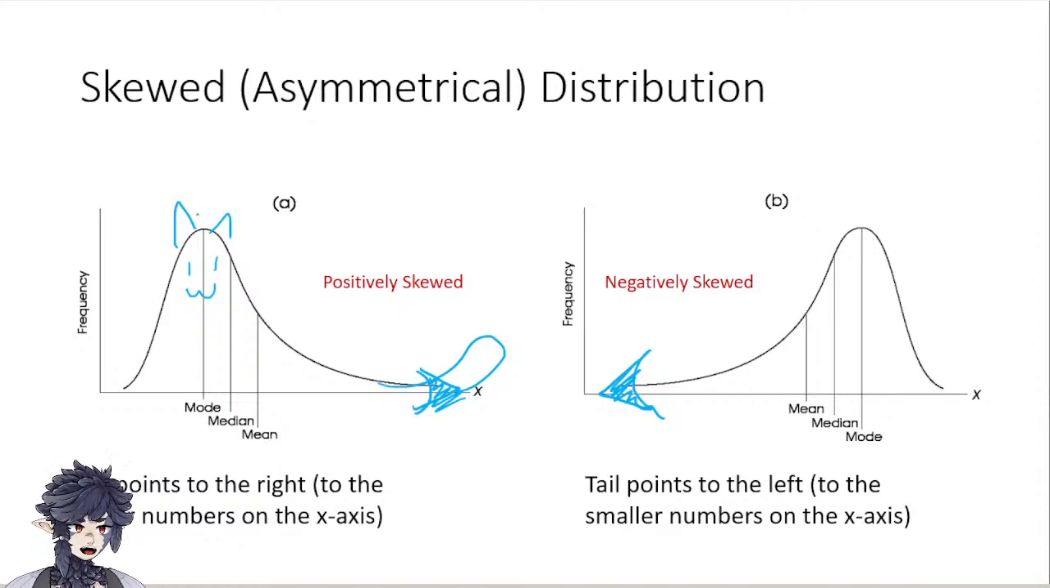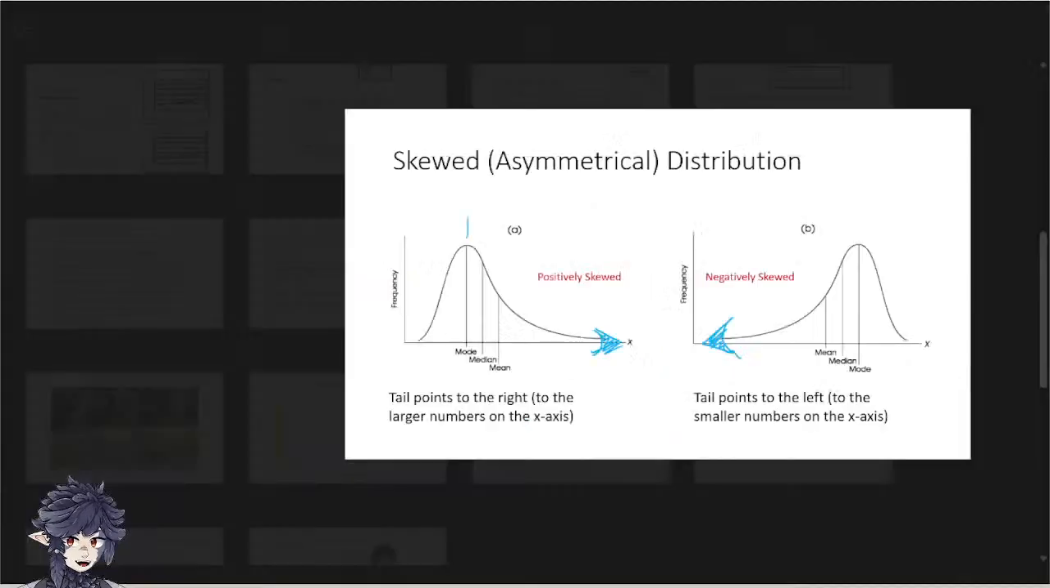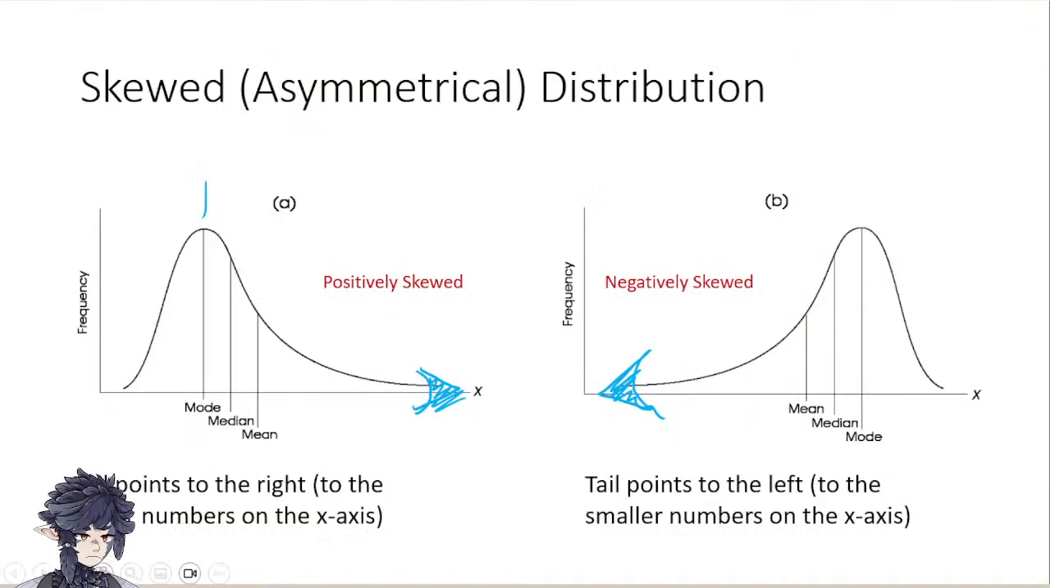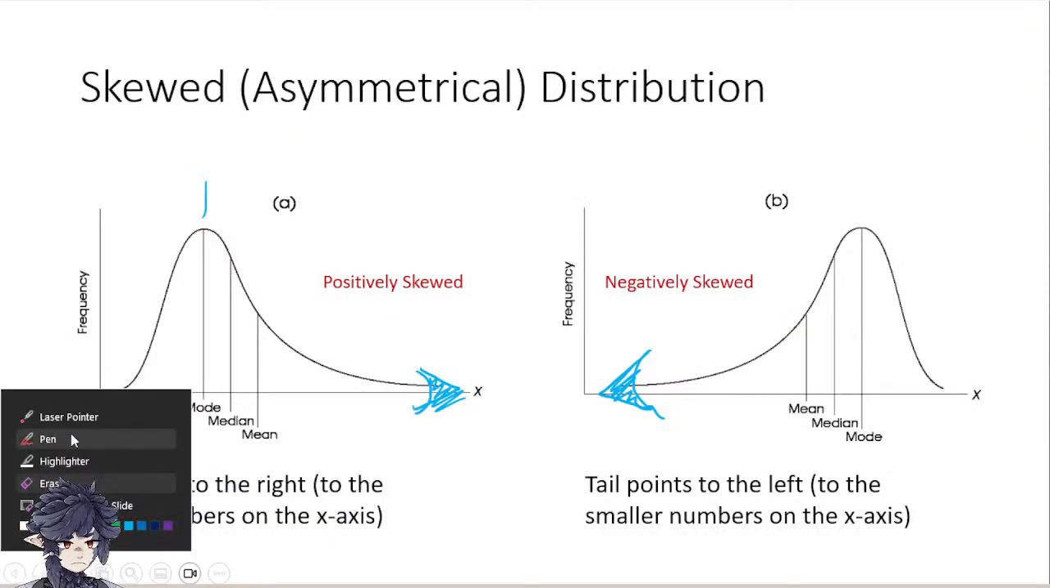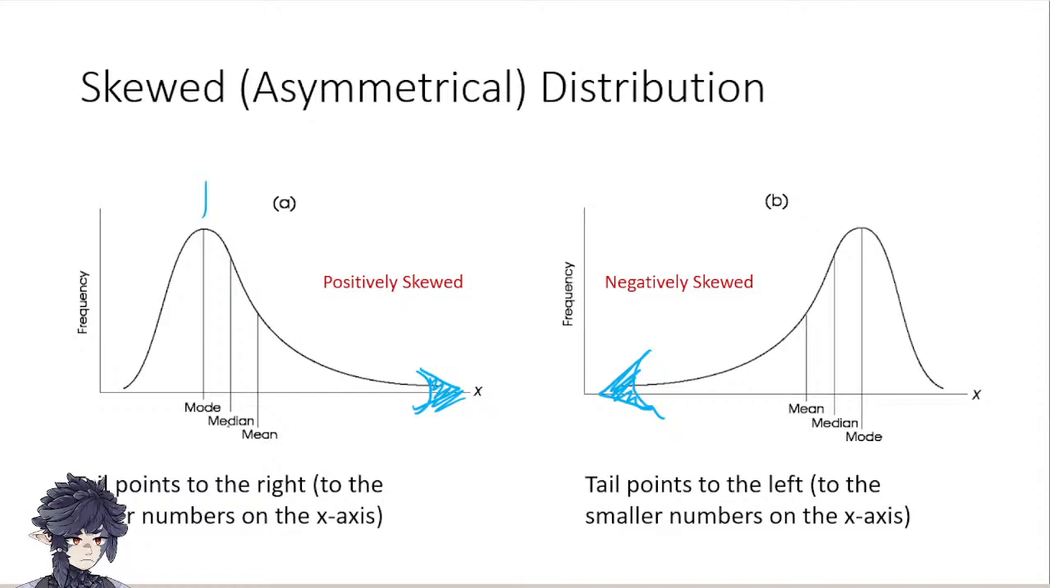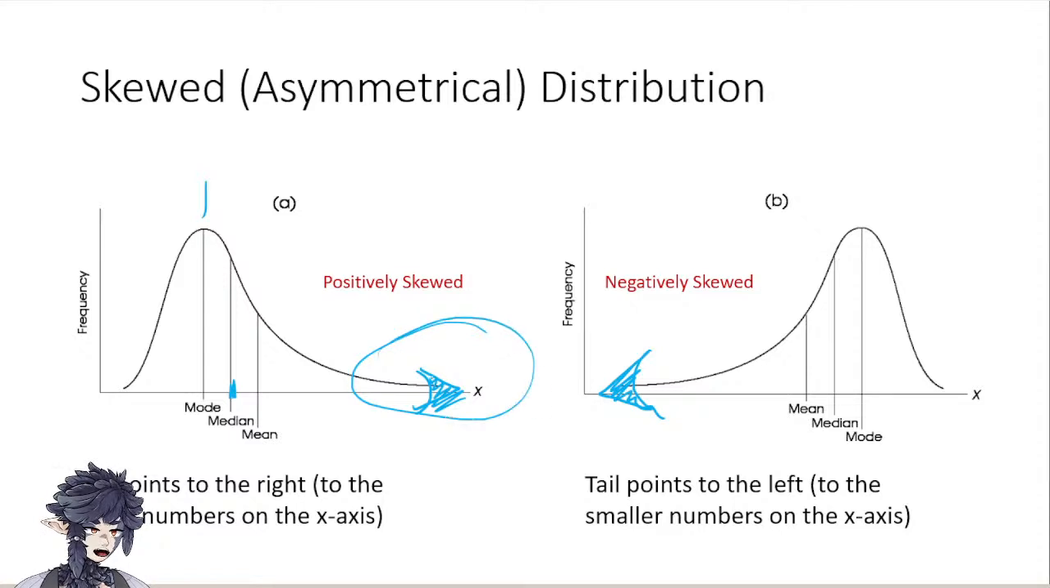The mode is still the highest point of the distribution. So the mode is still the most common thing. It's still going to be at the very top of the distribution. The median is still in the middle. So it's still in the middle, but it's no longer at the mode. It's no longer at the highest point because now you've got some data that's way out here.